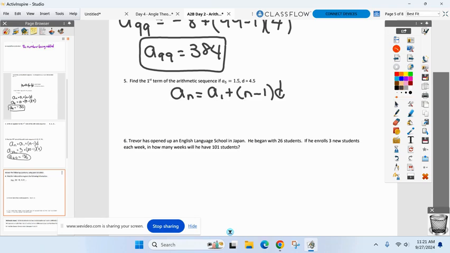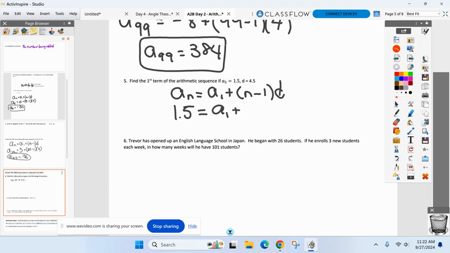Do we know any other term in the sequence here that I gave you? The fifth one is what? 1.5. So I can plug in 1.5. That is a term in the sequence, and it's not the first. That's what A sub n can be. Equals. Well, we're going to leave A1, because that's what we're solving for. That's like my variable.